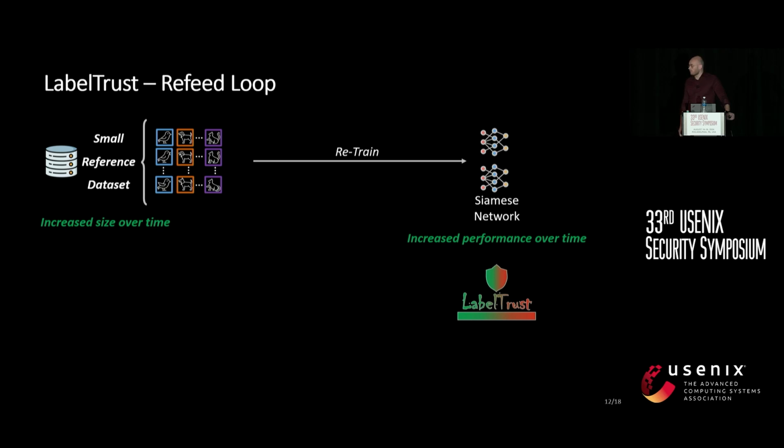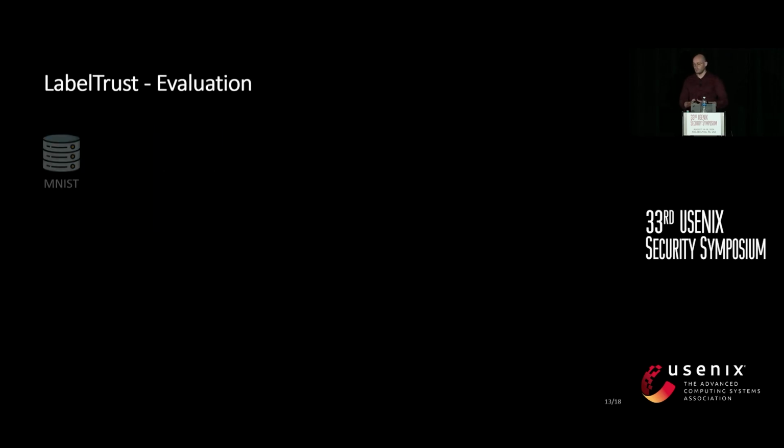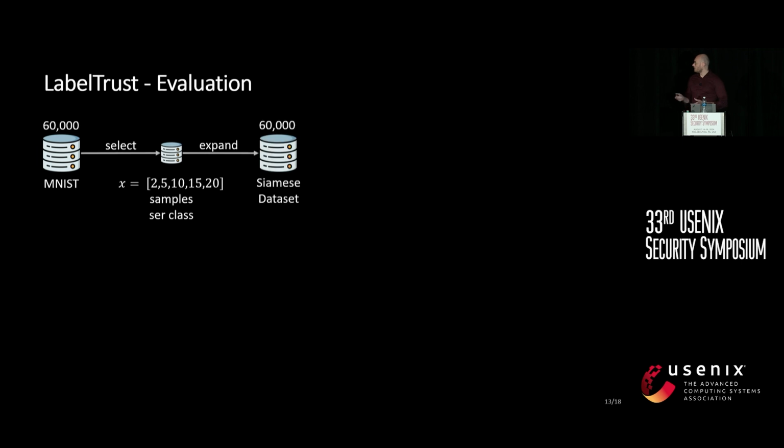So now that you know how the overall system of label trust works, so we can feed it with 2 samples, and we can feed it with a sample and a label class, and then compare if we have seen such a sample in our reference data set, we come to the evaluation. For the evaluation, in this case, I visualized results for the MNIST dataset, but we used various datasets, which I will show later.